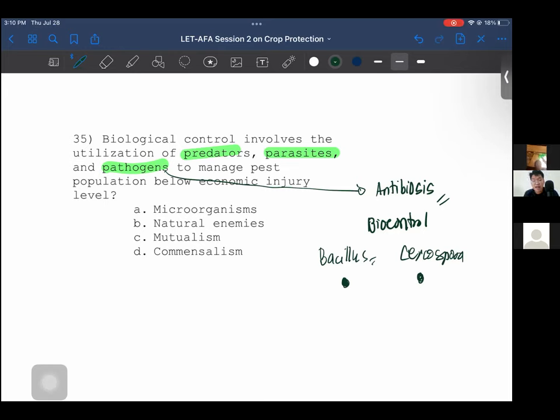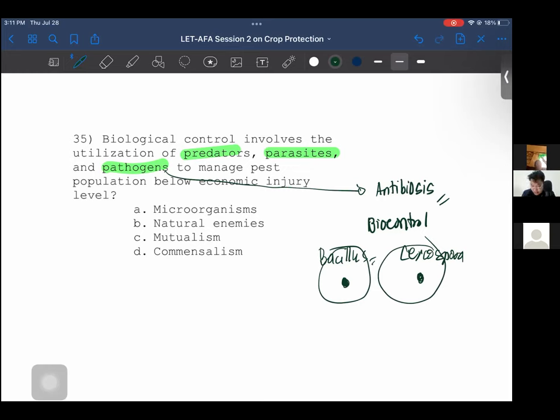Cercospora, as I've mentioned, is a disease common in vegetables. For example, in okra, we have Cercospora leaf spot. And in our study, we will supposedly be using it for coffee, in our coffee farms and coffee trees. Through literature review, we have figured out that Bacillus and Cercospora have an antagonistic association.